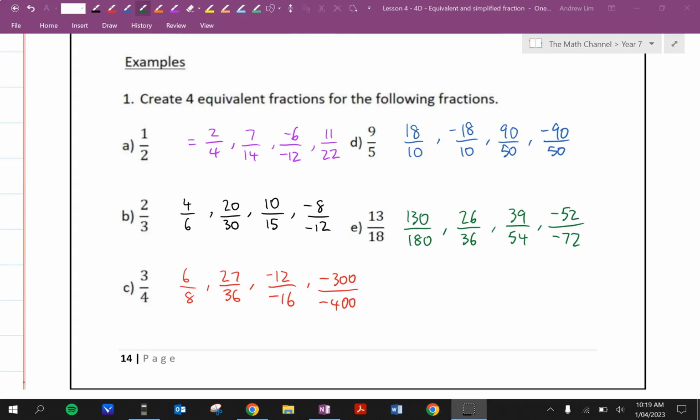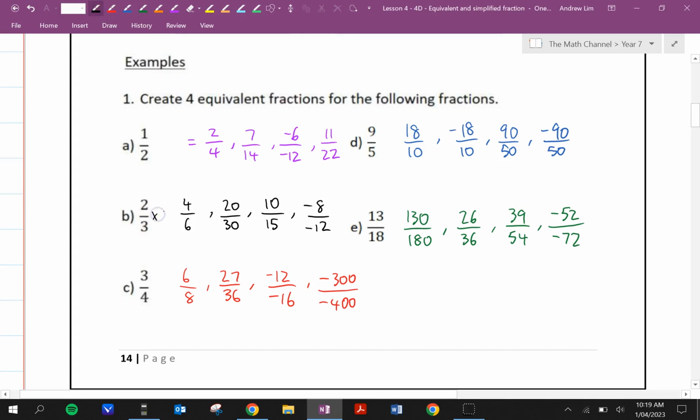For 2/3, I multiply both the top and bottom by 2, by 10, by 5, and by -4. And you might be wondering, why is it that we can just multiply the top and bottom by the same number to create equivalent fractions? Well, let me show you why.